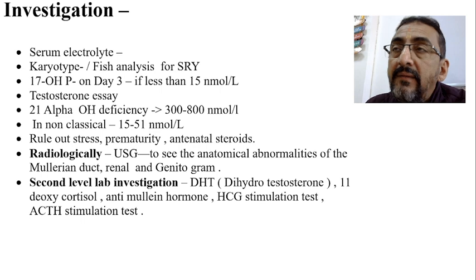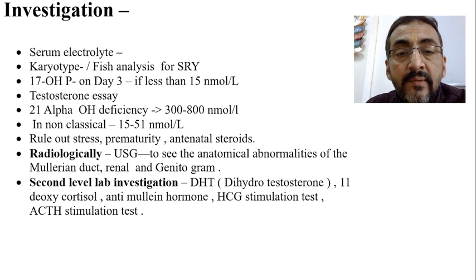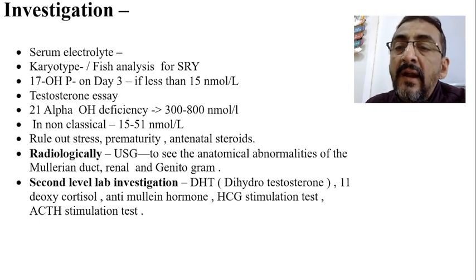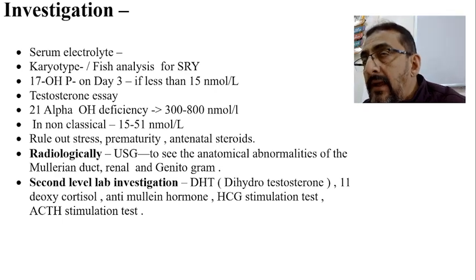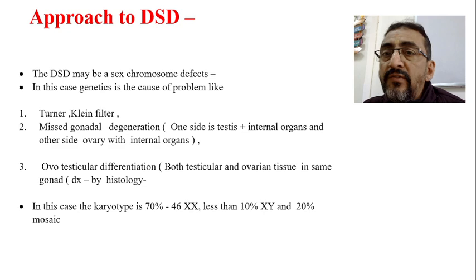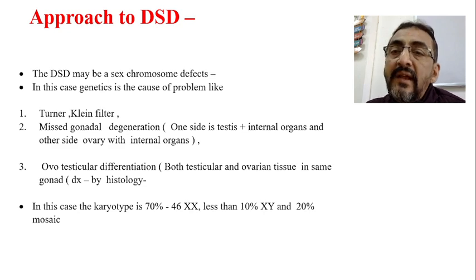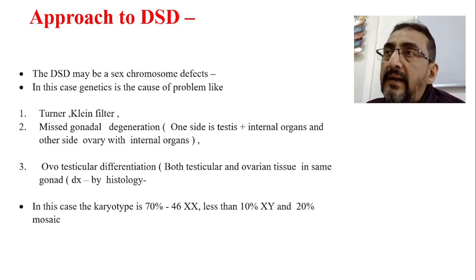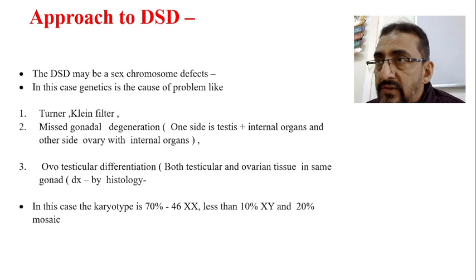Now second level lab investigations include DHT, dihydrotestosterone, 11-deoxycortisol, anti-Mullerian hormone, HCG stimulation test, and ACTH stimulation test. Okay, so this is, in short, the approach towards a child with ambiguous genitalia. So in the next class, we will have a detailed approach towards DSD. This is in short what I am telling.